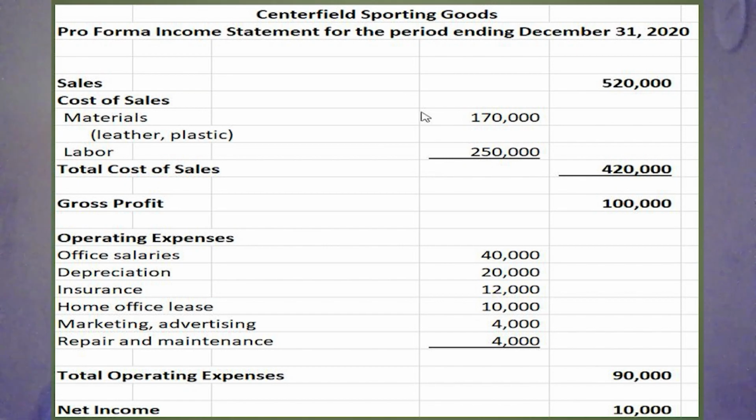For the material is 170,000 and also the labor 250,000, which total cost of the cost of goods sold is 420,000 ringgit.